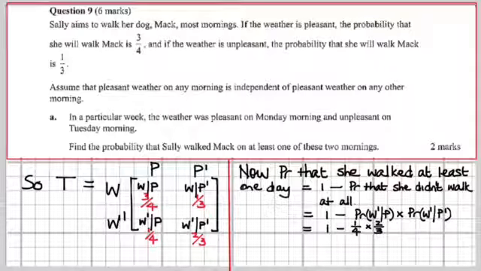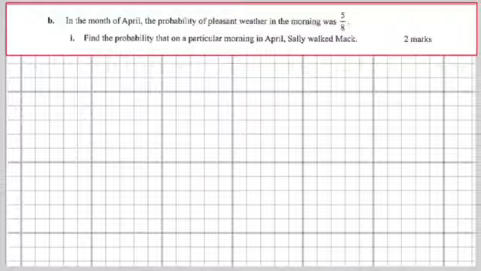So it's 1 minus 1/4 times 2/3, which is 1 minus 1/6, which is 5/6, and that's the answer. Yes? Jolly good. Now, what have we got here?